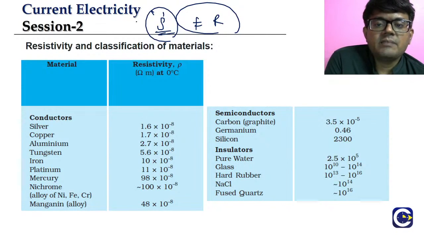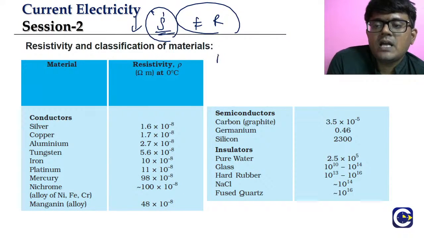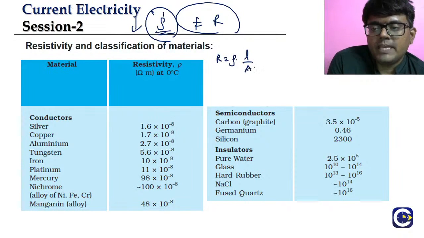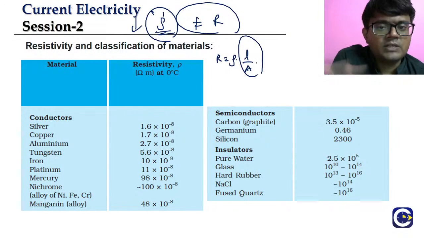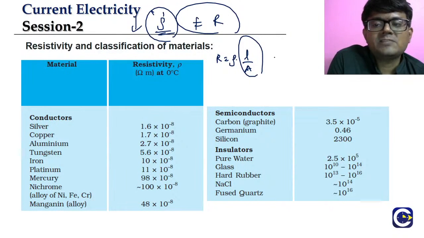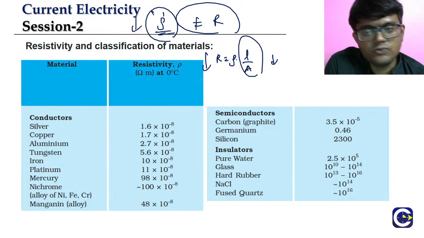If resistivity is low, then what does it mean? What is the relation we have? R is equal to rho into L by A. Geometric parameters are constant. Rho is less means what? Resistance also will be less.